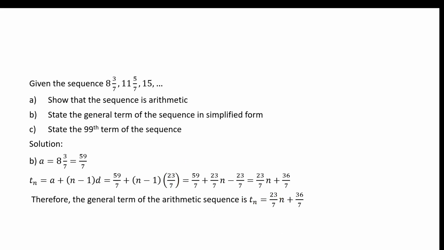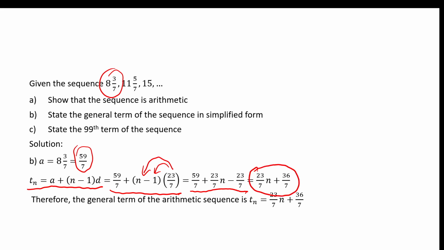Well, we know a is 8 and 3/7. It's right there. So we'll put that in improper fraction form, and we'll call it 59 over 7. It's much easier to do mathematical operations with improper fractions than with mixed numbers, so it's a good idea to convert everything to improper fractions. Now we simply use our trusty formula here. Tn is 59 over 7 plus n minus 1 times 23 over 7. Distributing this 23 over 7 in, we get 59 over 7 plus 23 over 7 n minus 23 over 7, which ultimately is 23 over 7 n plus 36 over 7. That is our general term formula right there.